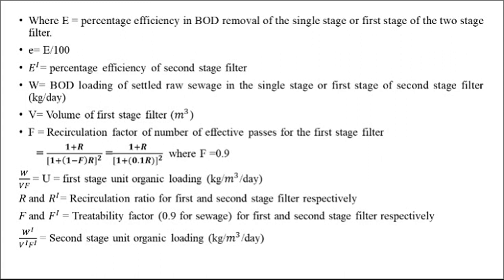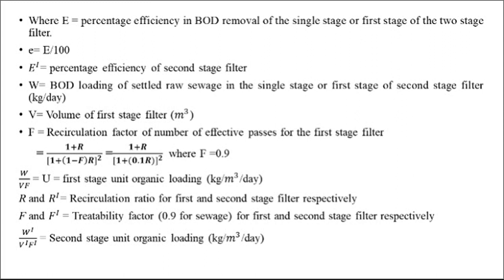and the value of F can be calculated. F is equal to (1 plus R) divided by (1 plus (1 minus f) into R) whole square, or F is equal to (1 plus R) divided by (1 plus 0.1 R) whole square, where f is a constant whose value is 0.9. Then W divided by VF is equal to capital U, that is the first stage unit organic loading in kg per cubic meter per day.